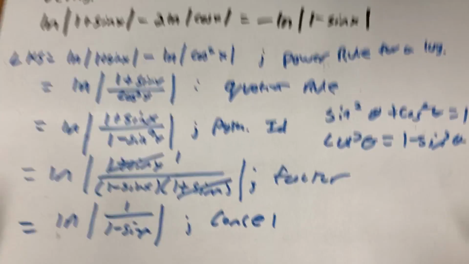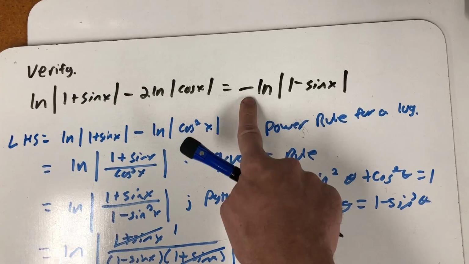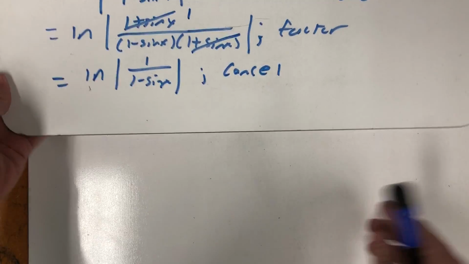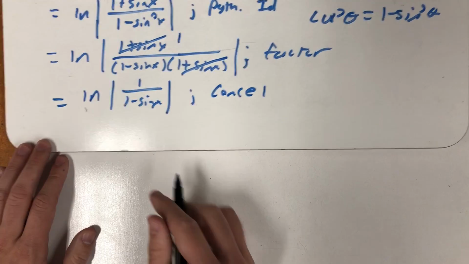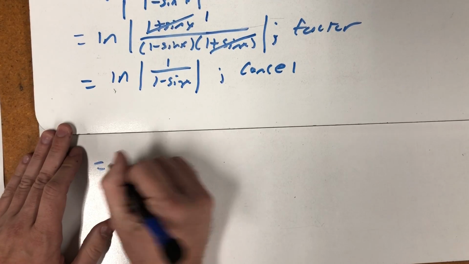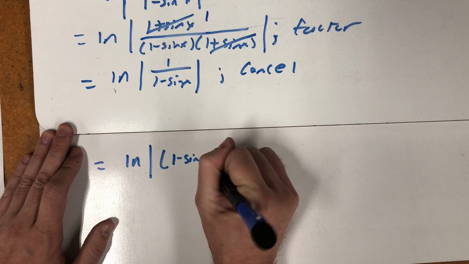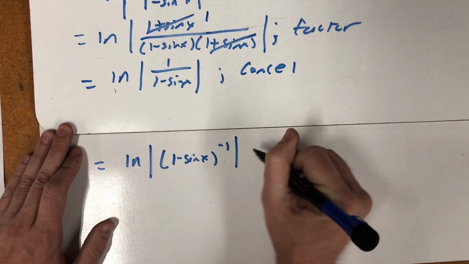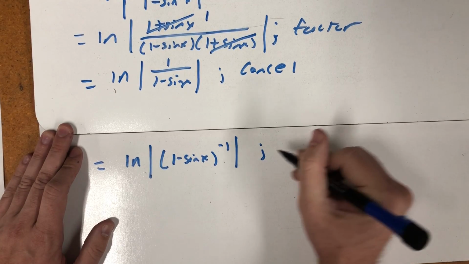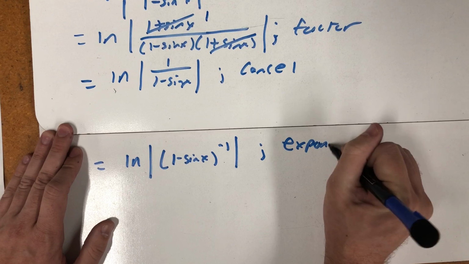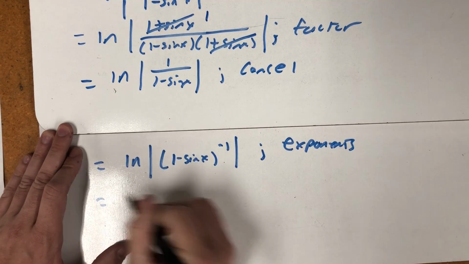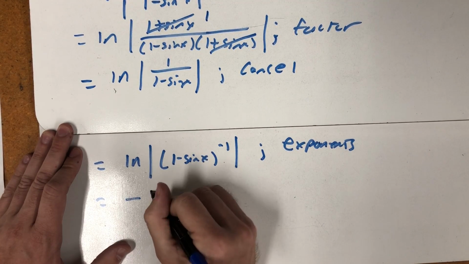And I'm almost where I wanted to go, right? I'm trying to make this be a minus natural log of 1 minus sine. And what I realize now is that if I think about this with an exponent, it's 1 minus sine x to the minus first. That's just a property of exponents. That minus 1 can come out front.